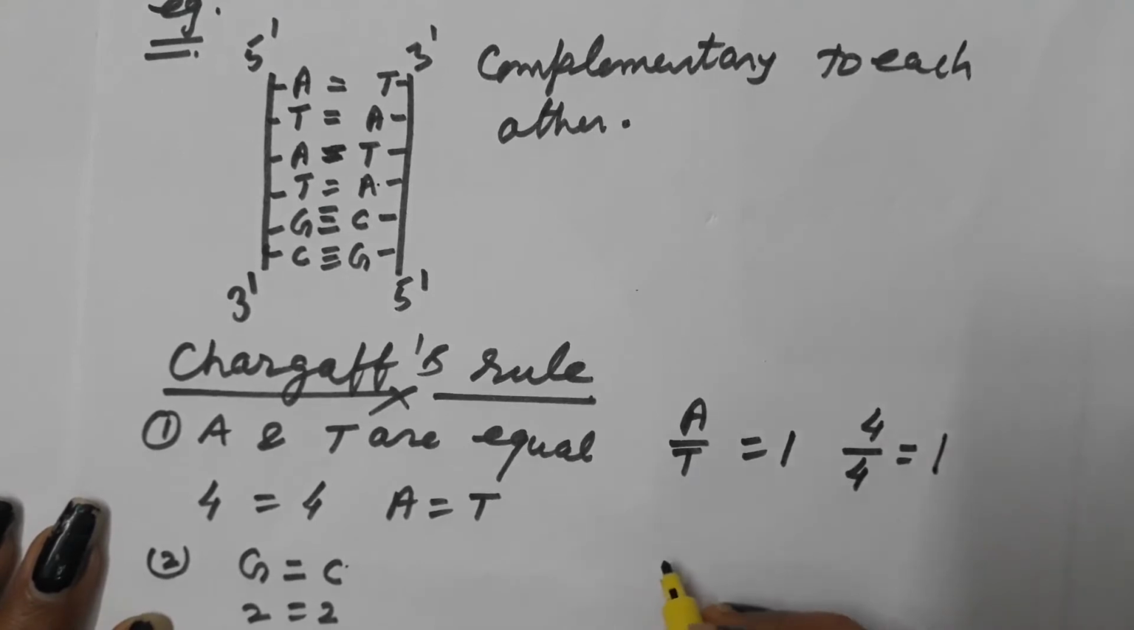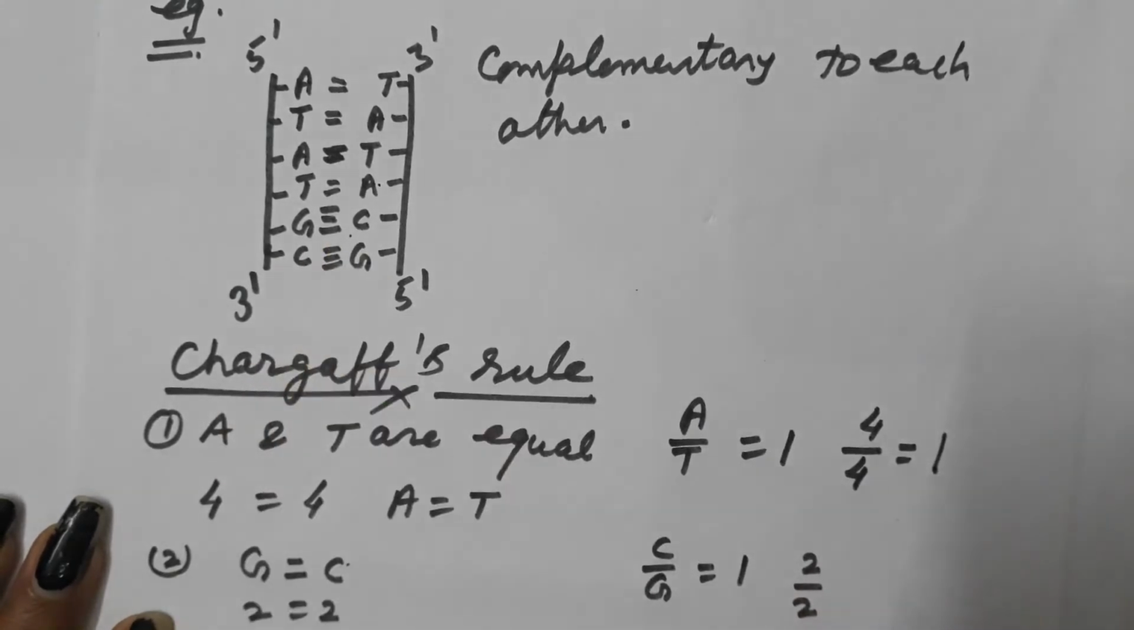Similarly, C upon G is also equal to 1. The number of G is 2 and C is 2 in this example. So it always comes equal to 1. So this was the interpretation given by Chargaff's rule.